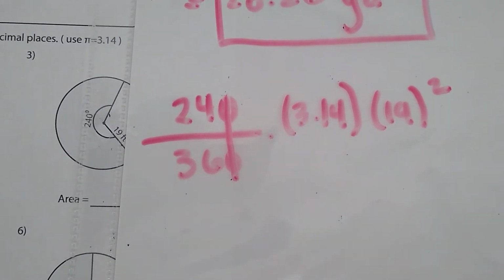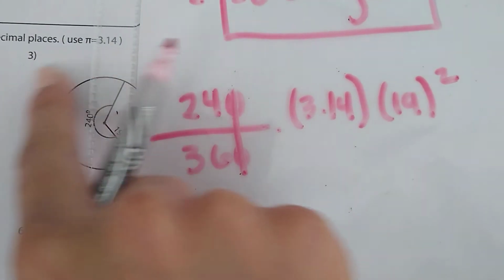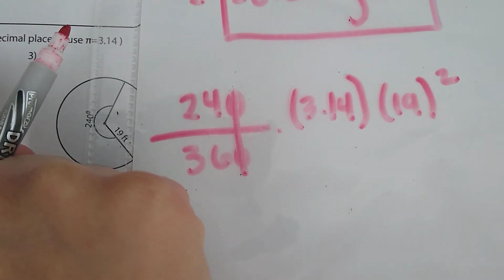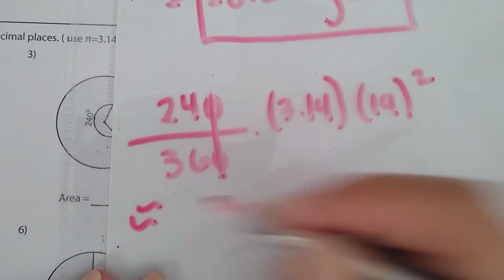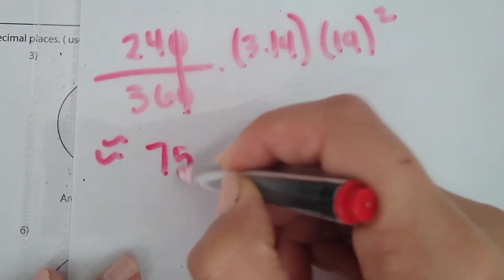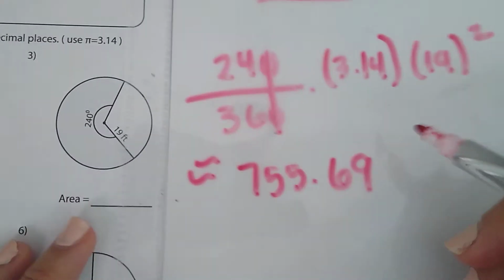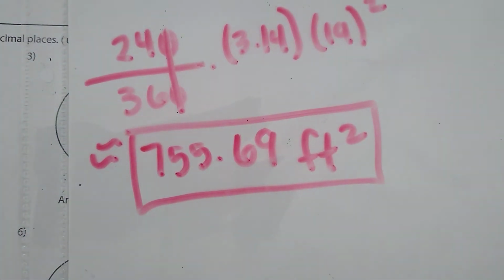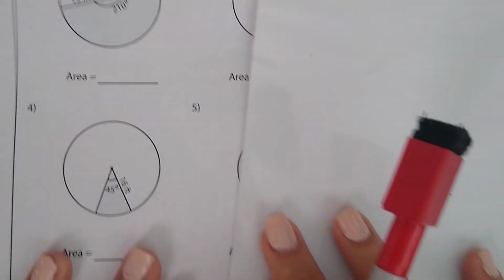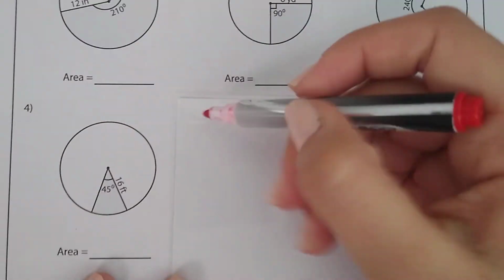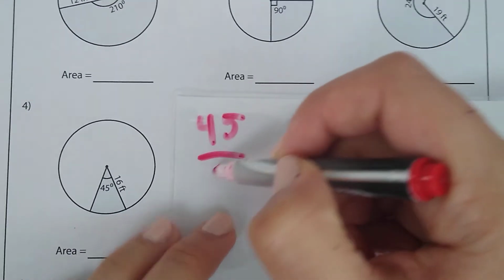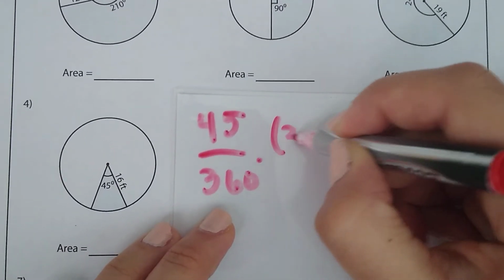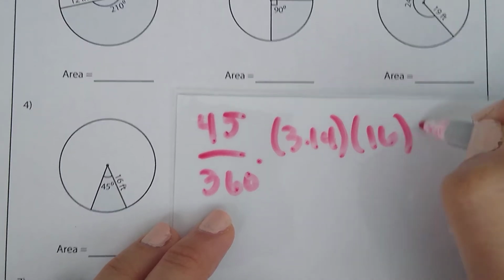Okay, and that rounded off to the nearest hundredths will be, or sorry, the nearest, yes. Actually, they didn't tell us where to round it, but I'm just going to keep rounding to the nearest hundredths. That is about 755.69. And then again, it's in squared feet. Okay. Now we are moving on to number 4. So for this one, we have 45 over 360 times pi times the radius squared, which is 16 squared.